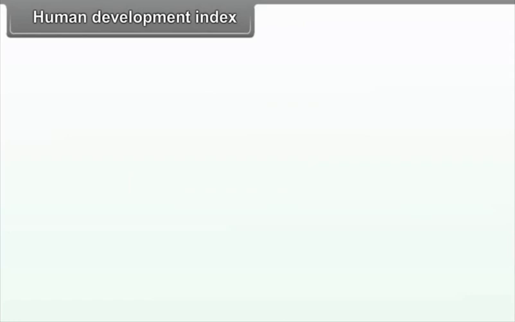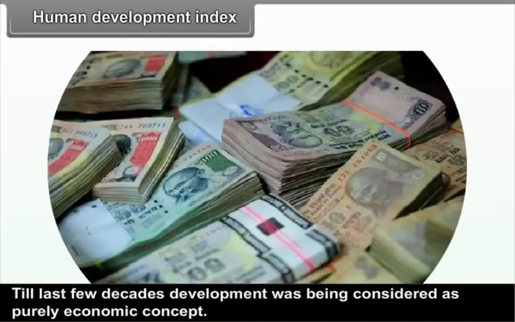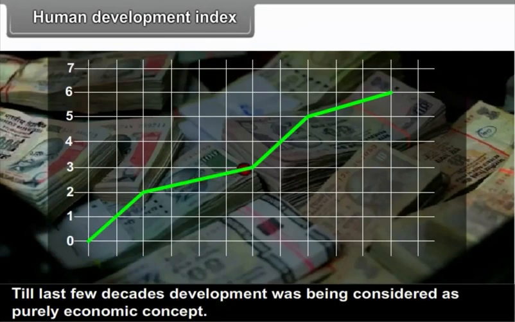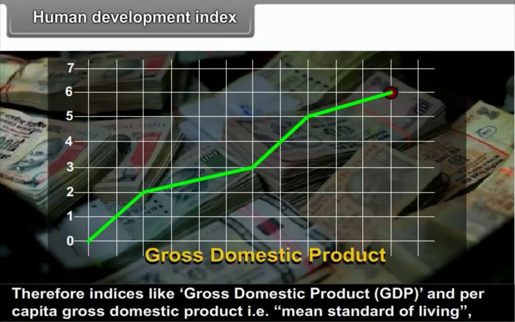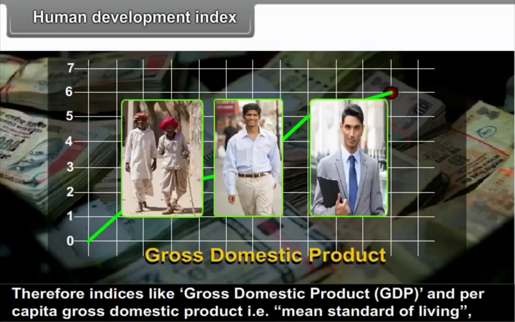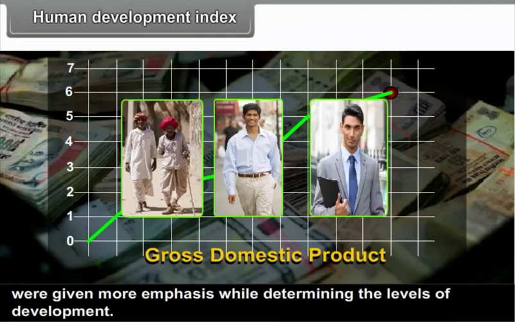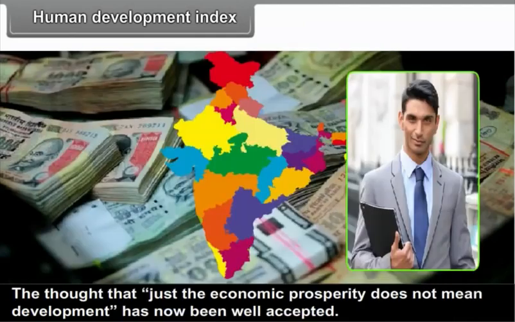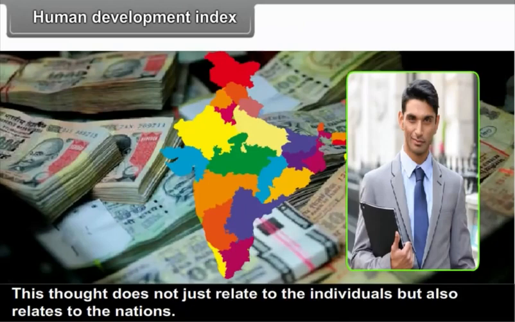(8.3) Human Development Index. Till last few decades, development was being considered as purely economic concept. Therefore, indices like Gross Domestic Product (GDP) and Per Capita Gross Domestic Product, that is, Mean Standard of Living, were given more emphasis while determining the levels of development. The thought that just the economic prosperity does not mean development has now been well accepted. This thought does not relate to the individuals but also relates to the nations.